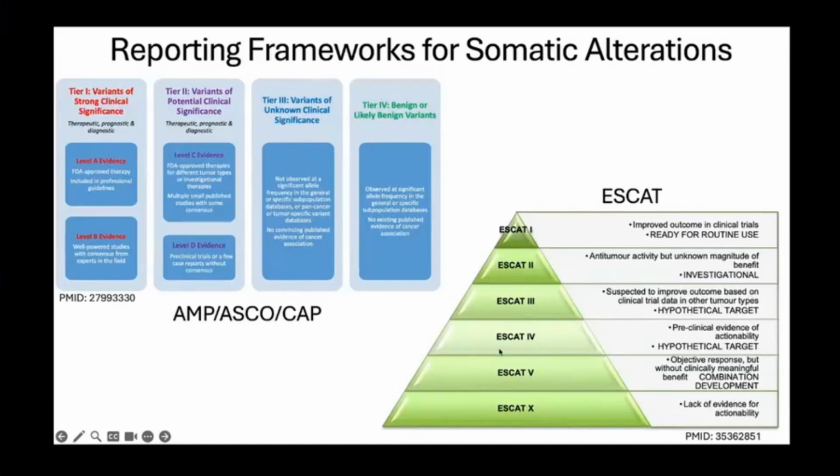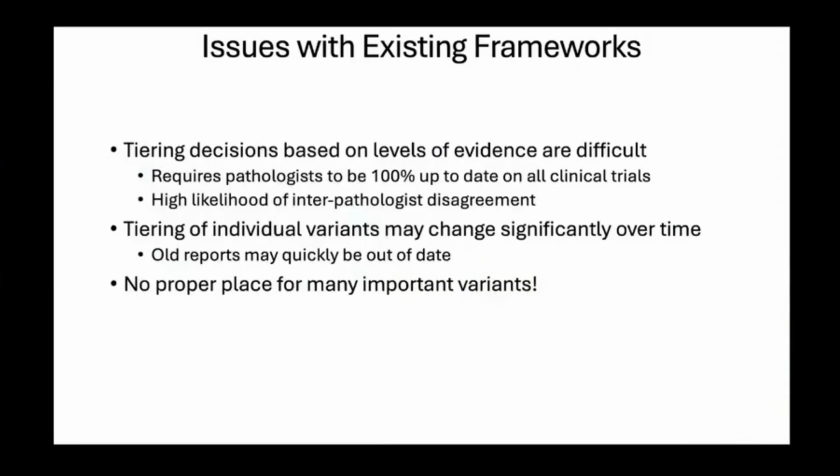Over here, the ESCAT system is similar. We have tiers 1 through 5 for decreasing levels of clinical evidence, with 5 being for variants with minimal drug-related information, and tier X is for variants where drugs have been tried and failed. And I'll be honest, I have some problems with both of these systems, and so do many other lab directors. First, making tiering decisions solely on clinical actionability can require some difficult judgment calls. So even if everyone in your group is 100% up to date on all clinical trial results, there is still a risk of interpathologist disagreement, and then you don't have a great standardization of your reports.